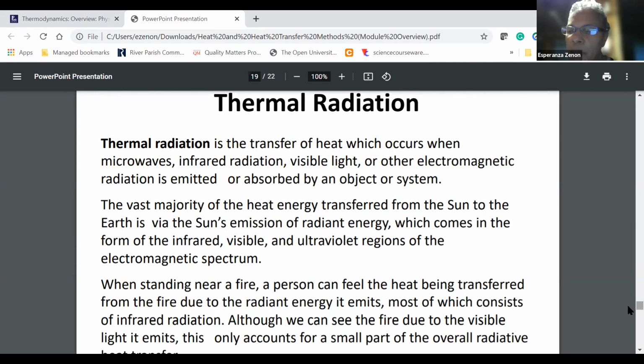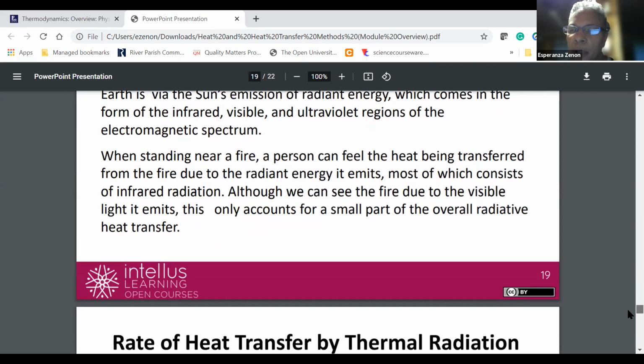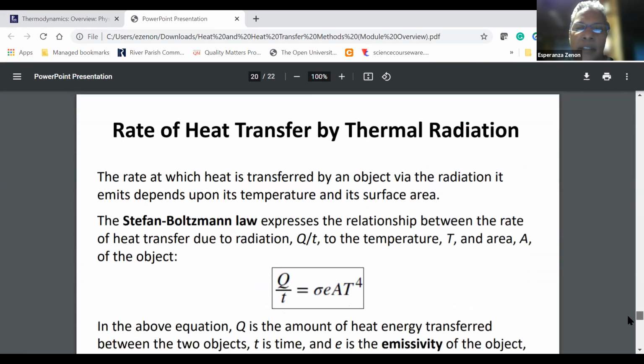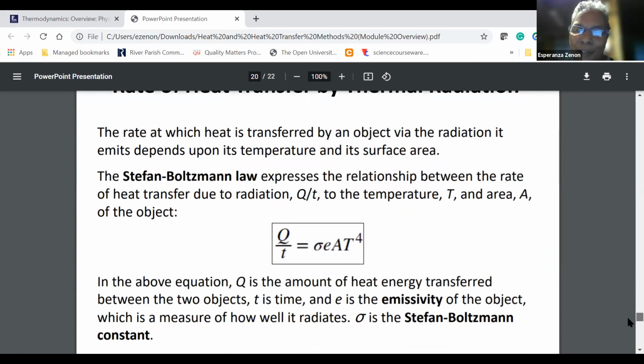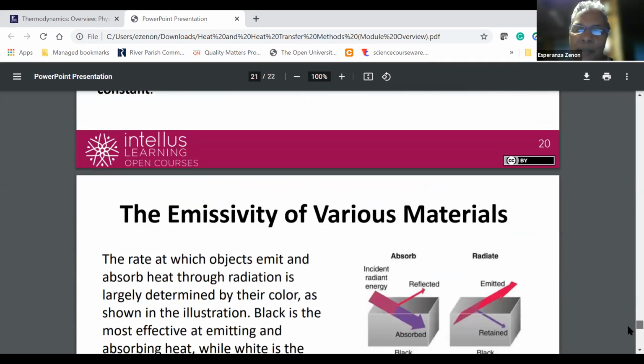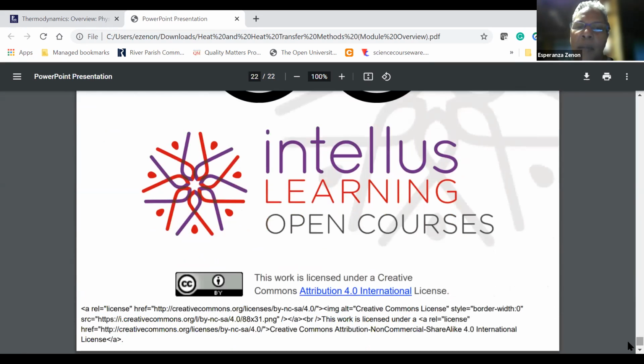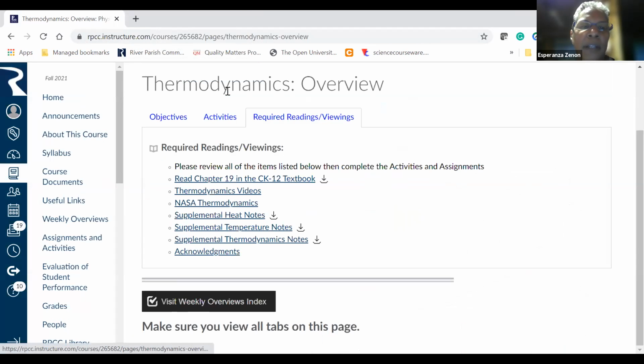So the three methods of heat transfer are conduction, convection, and radiation. We're not going to get into rates here either. We stay away from that, as well as emissivity and black body radiation, which is a little bit above where we want to go in this course.